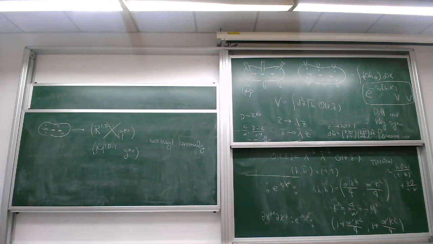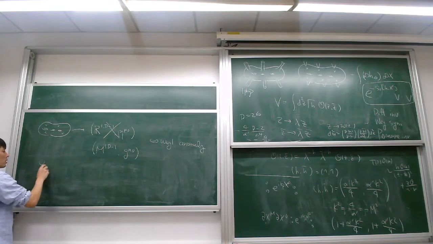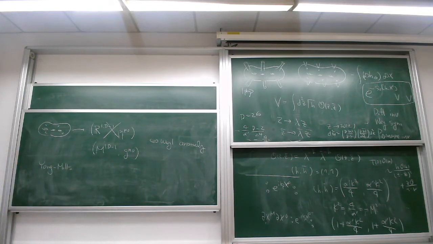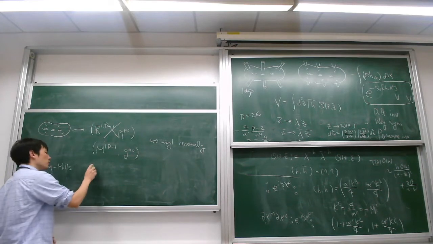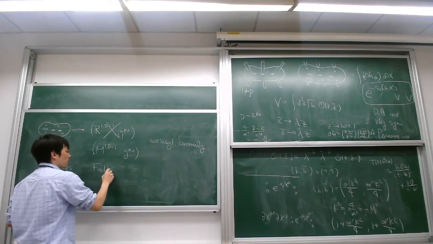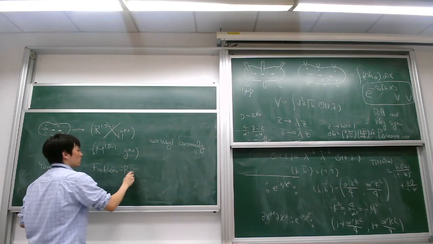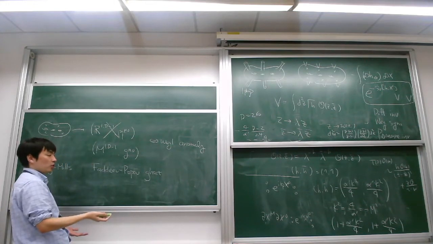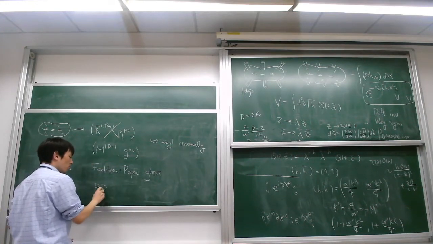Some of you have taken my QFT2 course. To fix the gauge, we need to introduce the so-called ghost. For instance, when we learned Yang-Mills, the non-abelian gauge theory, quantum Yang-Mills theory, to fix the gauge for this gauge symmetry, we need to introduce the Faddeev-Popov ghost. And by introducing the Faddeev-Popov ghost, we saw the so-called BRST symmetry.